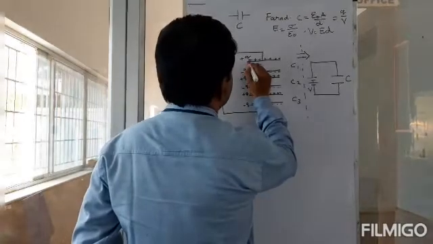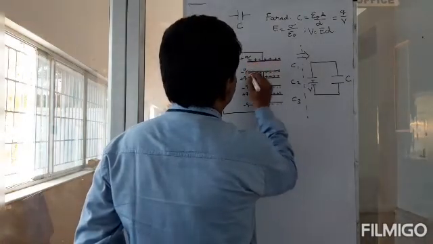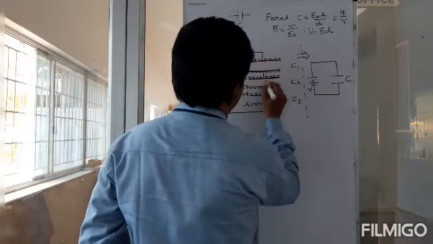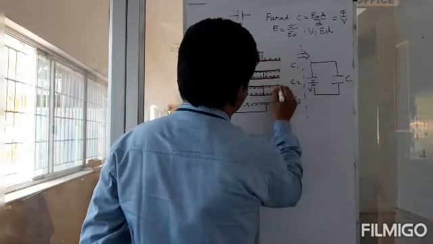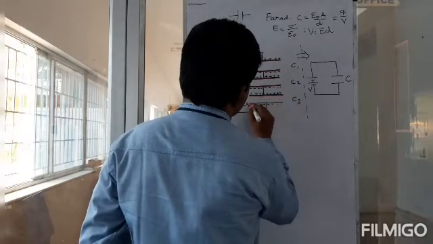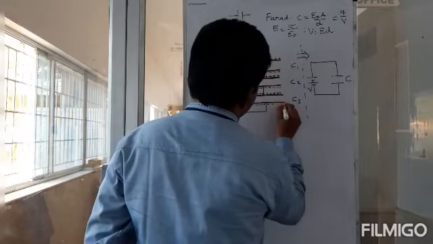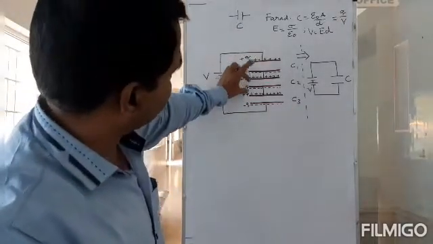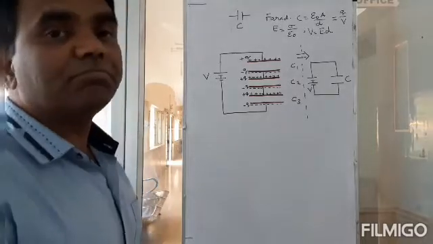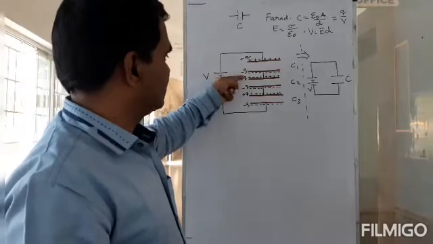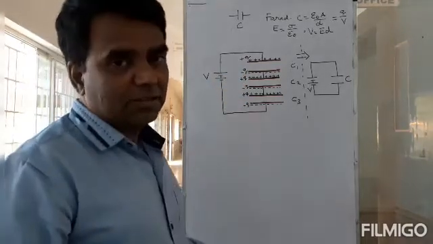So this is capacitor 1, okay, and this is capacitor 2, and this is capacitor 3. So capacitor 1, capacitor 2, and capacitor 3. So you get plus Q, minus Q, plus Q, minus Q, plus Q, minus Q. There.